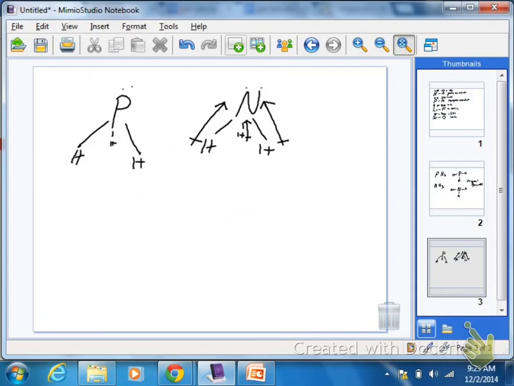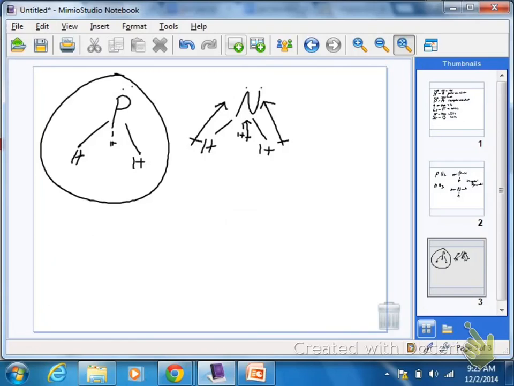Now, when we do phosphorus and hydrogen, we won't show any arrows. The reason why is because there's no difference in their electronegativities, so it doesn't create a polar bond. None of these in PH3 would have polar bonds. We won't show them because there's no difference, they're nonpolar. So if they're nonpolar, we don't show the arrows. If they're polar, we show the arrows.